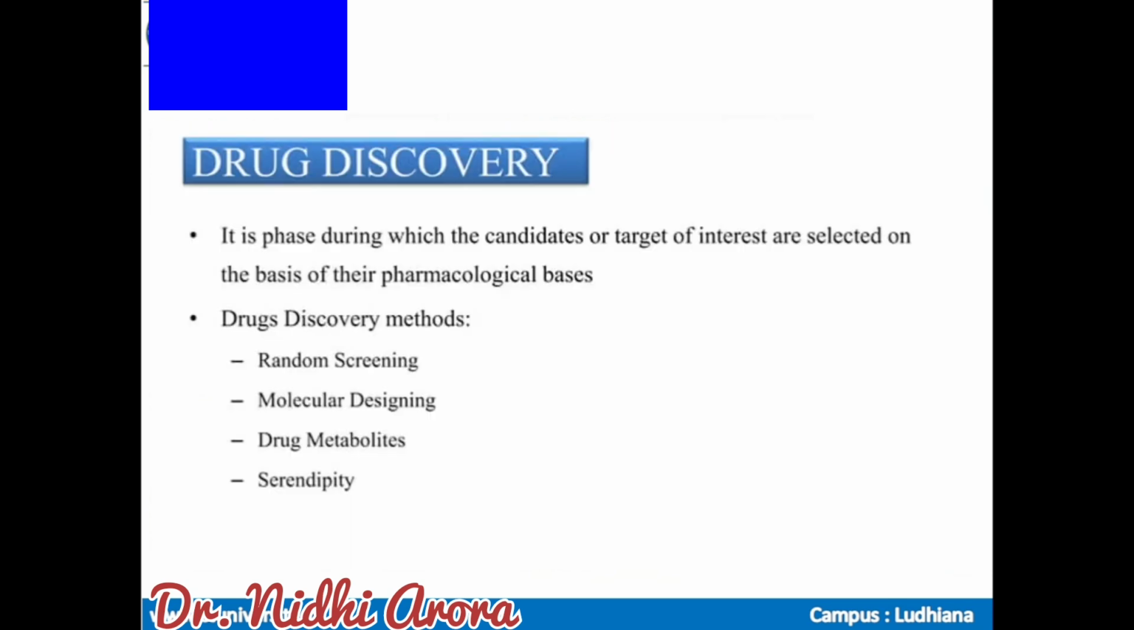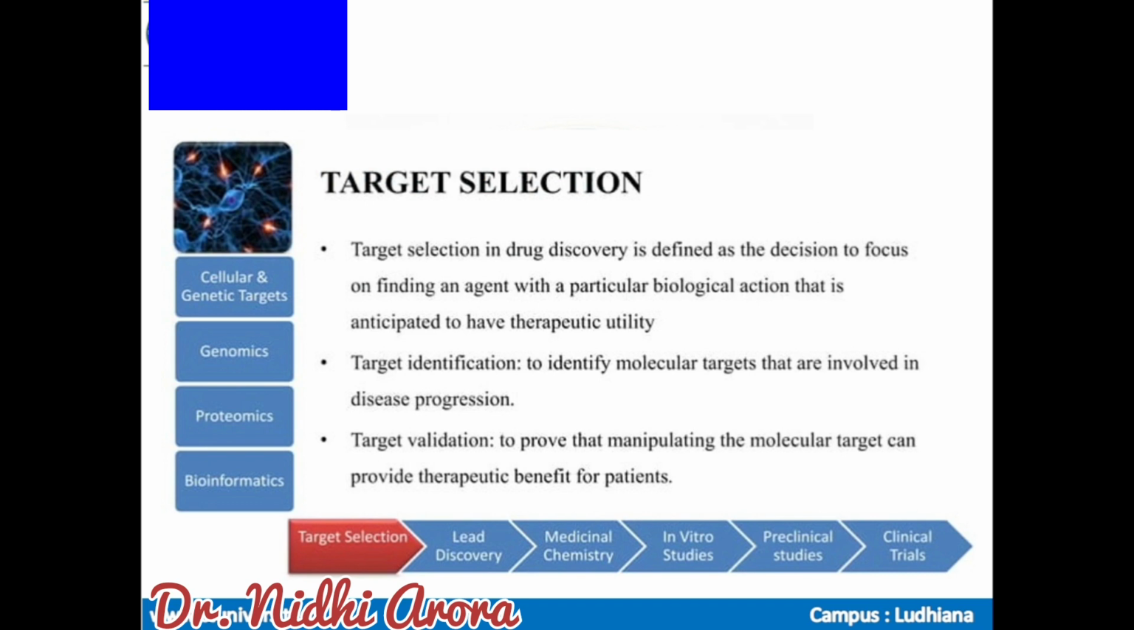Drug discovery is a phase during which the candidate or target of interest is selected on the basis of its pharmacological basis. Drug discovery includes random screening, molecular designing, drug metabolites, and serendipity. And first is target selection. Target selection has cellular and genetic targets, genomics, proteomics, and bioinformatics.